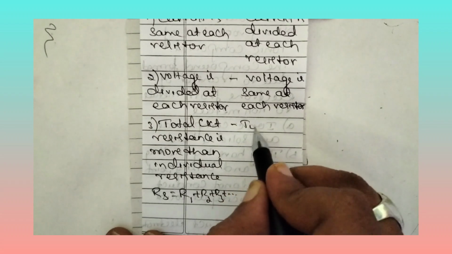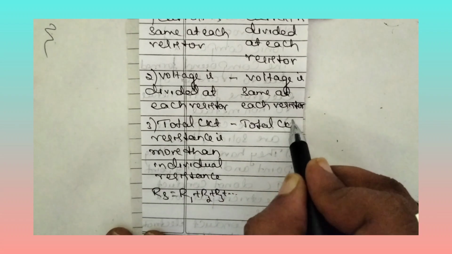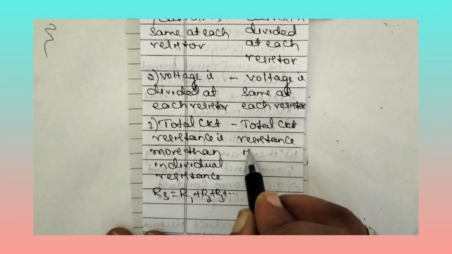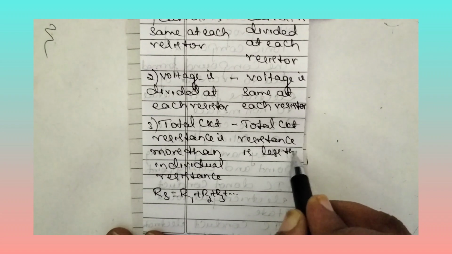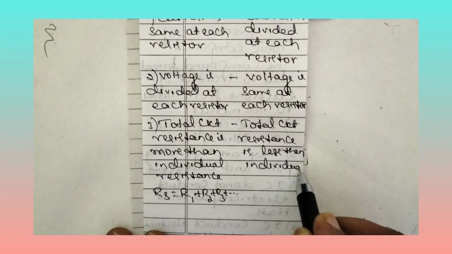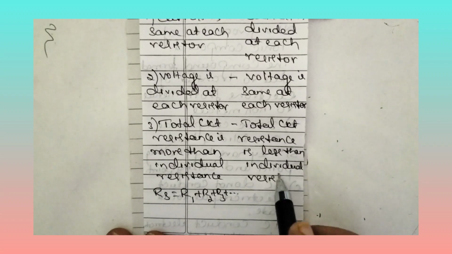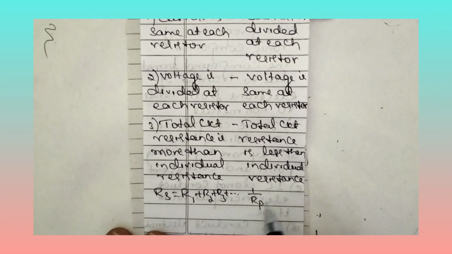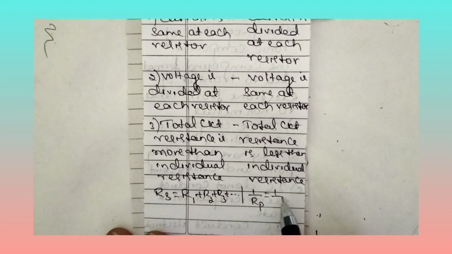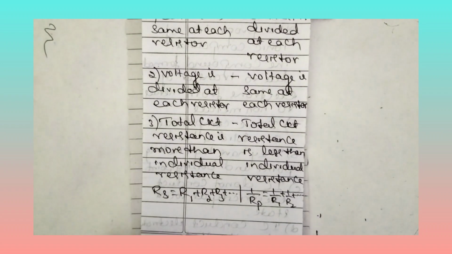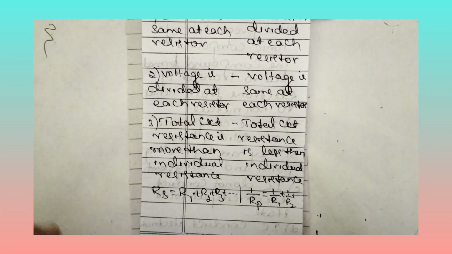Next, here in parallel circuit, total circuit resistance is less than individual resistance. So 1 over Rp is equal to 1 over R1 plus 1 over R2 plus so on. So these are the differences between series circuit and parallel circuit.